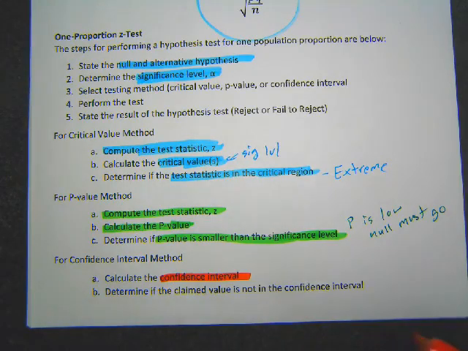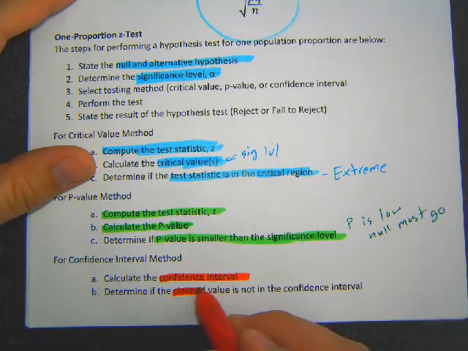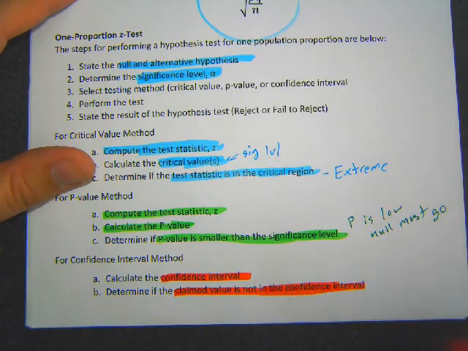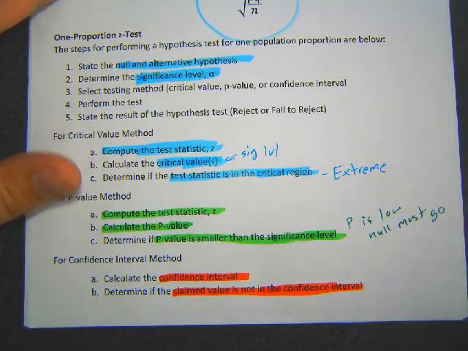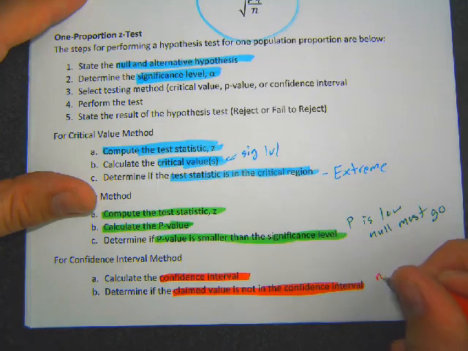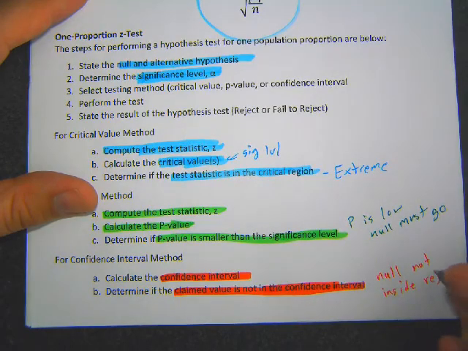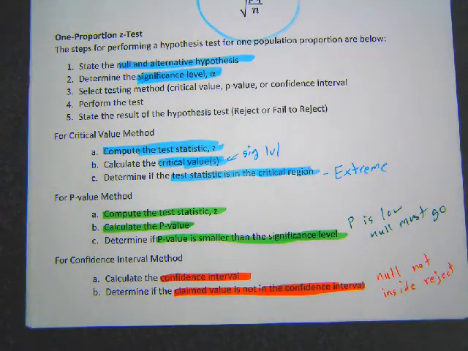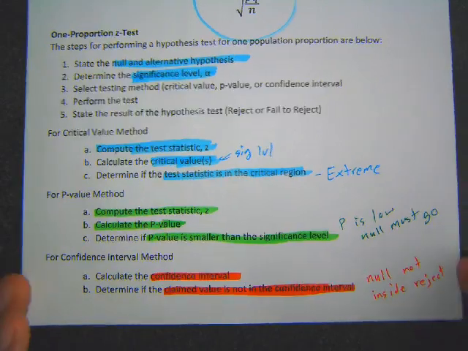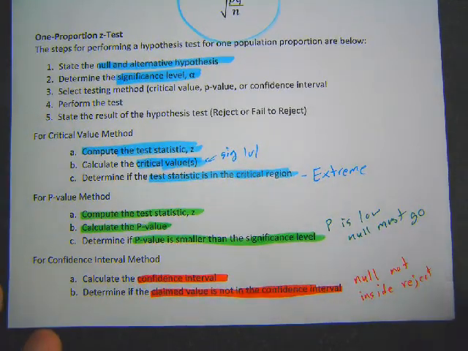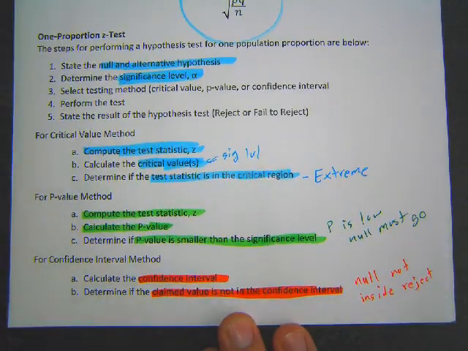If it's not in the interval, that's when you reject. So check if the claimed value is not in the interval, because if it doesn't contain it, that's when you reject. So if the null value, the claimed value, is not inside, you reject. Okay, so all three of these methods work. Like I said, you might get a slightly different outcome with the confidence interval versus the other two methods.